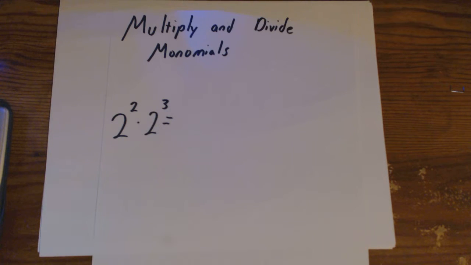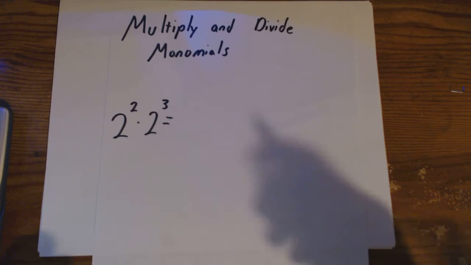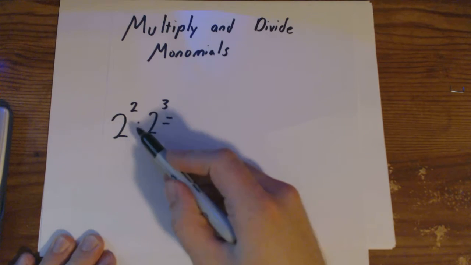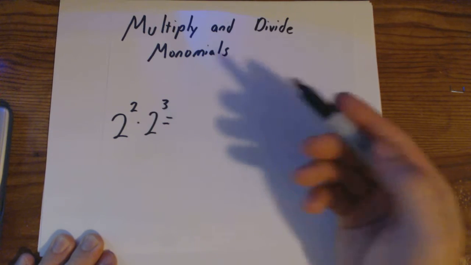So again today we're talking about exponents. Today we're going to be talking about multiplying and dividing monomials. So in this case we have 2 to the second power times 2 to the third power.